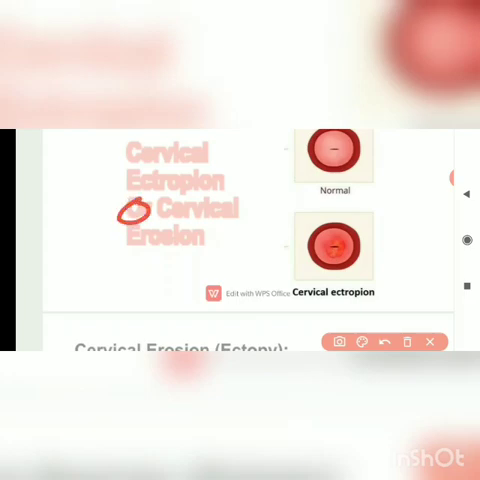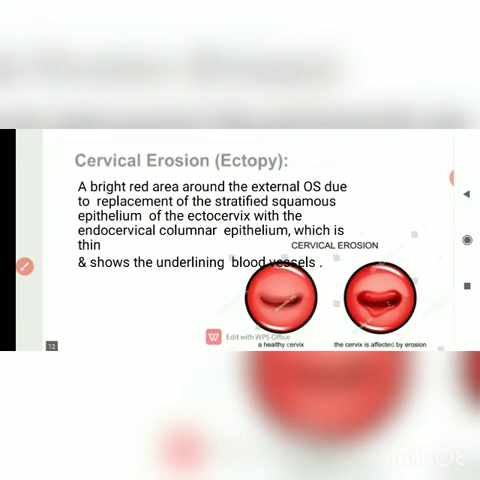So now, cervical ectopion. Cervical ectopion and cervical erosion are two different terms. This is how the normal cervix will look, and this is how ectopy will look. Cervical ectopy is a condition where the squamous epithelium of the ectocervix is replaced by columnar epithelium of the endocervix.